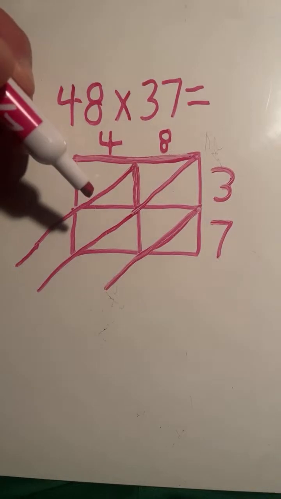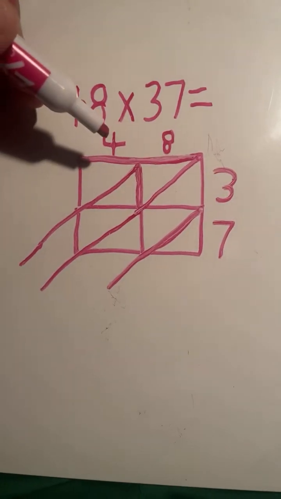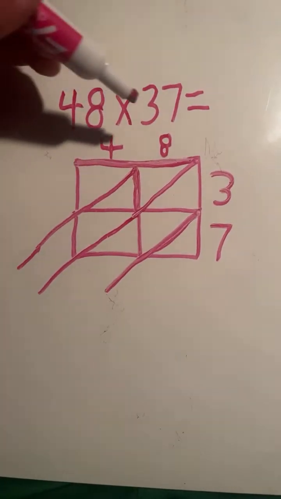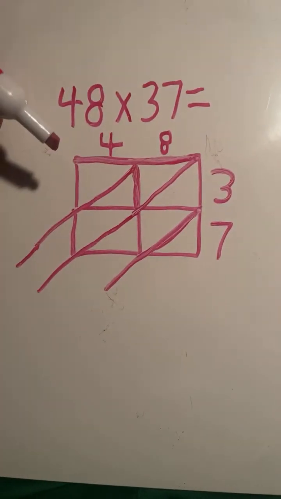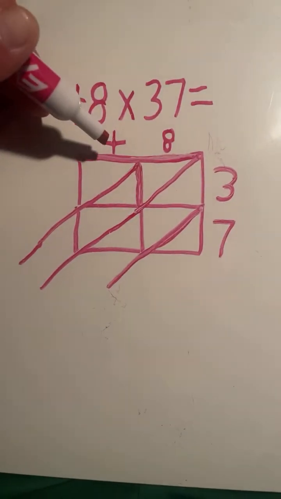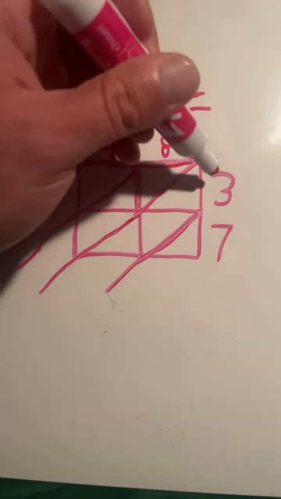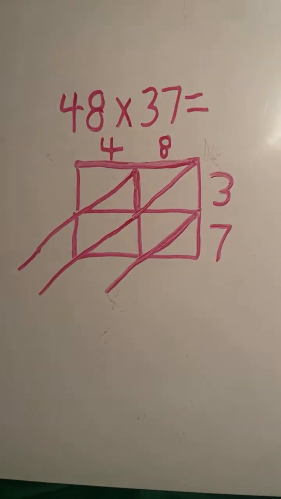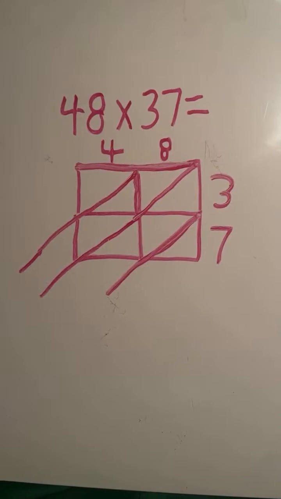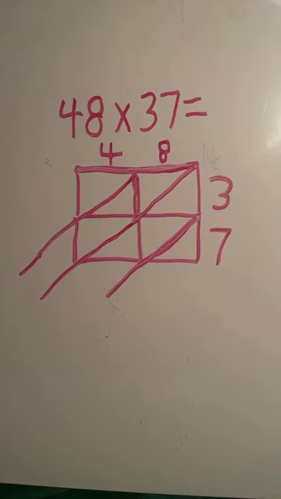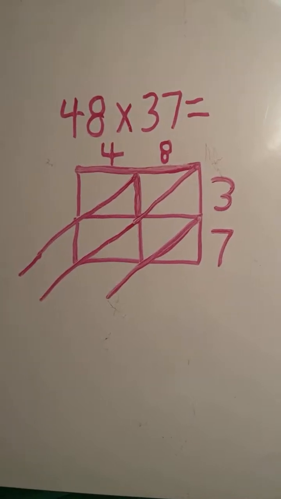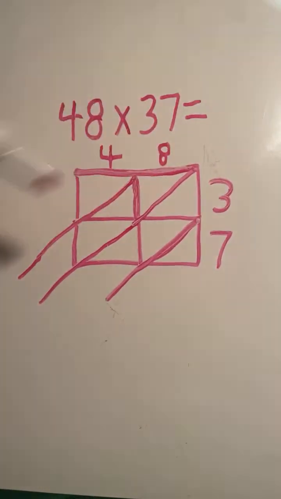So I have my Lattice model here. Each digit in the two numbers we're multiplying gets a separate box. So we have a box for the 4 and the 8 in 48, and a box for the 3 and 7 in 37. And we are multiplying the digits in each of the different numbers. So we are going to start by multiplying 8 times 3.